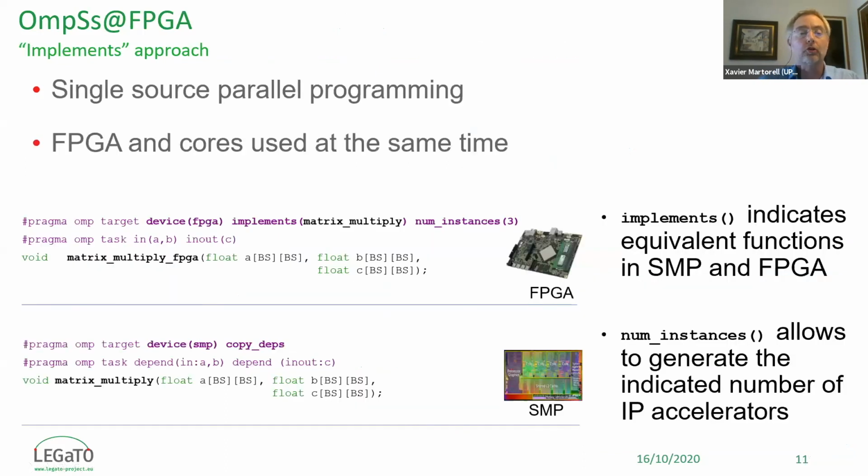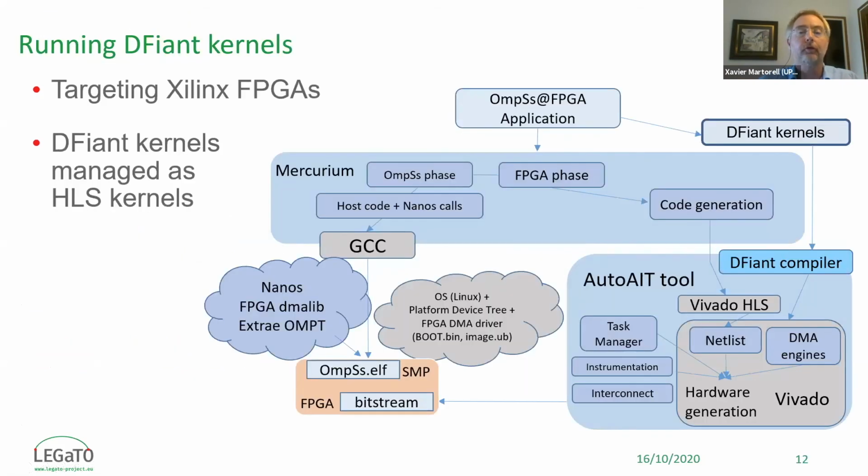Okay, so just for comparison, here the target device FPGA targets the FPGA, and the target device SMP targets the cores. Okay, and in that case we don't have CUDA, but we will be able to do the same type of analysis on the execution. Okay. Another integration that we have done is at the level of HLS, where we replace the kernels that we provide to HLS by the defiant kernel.